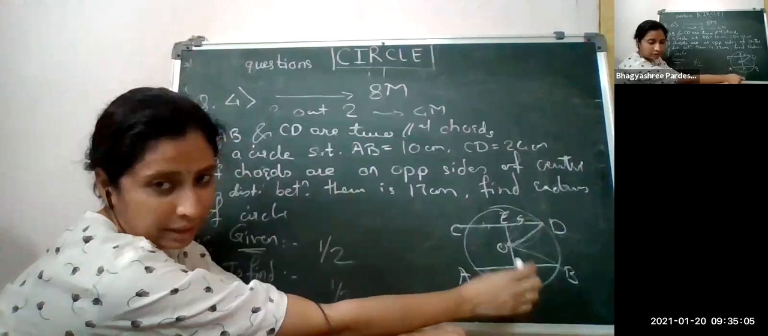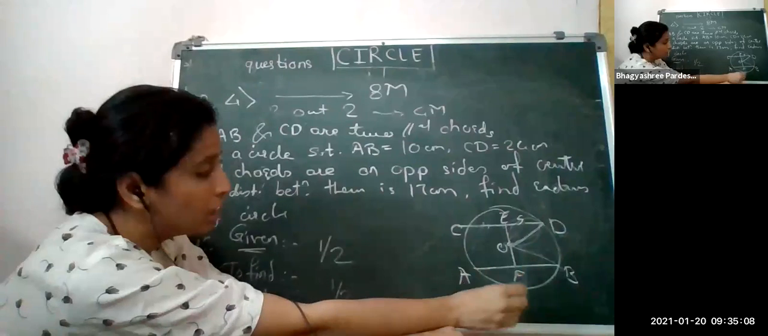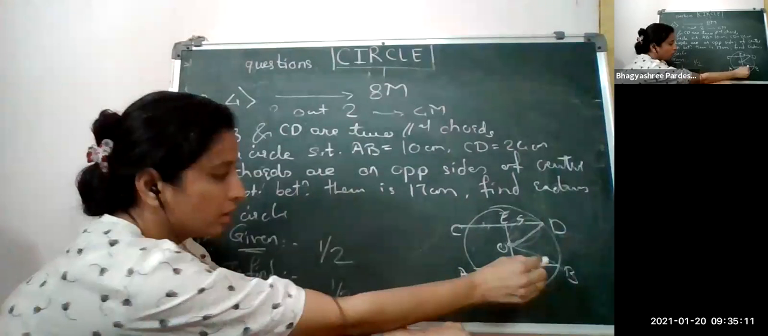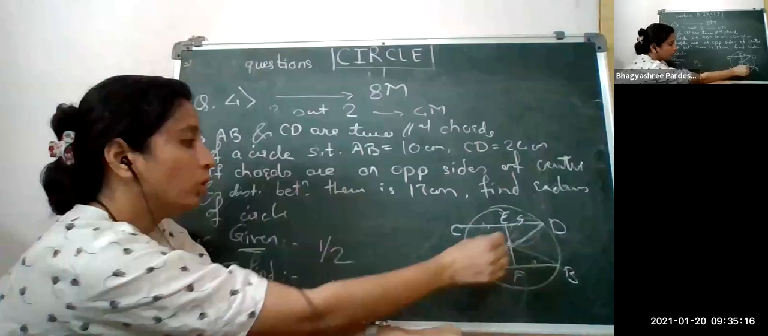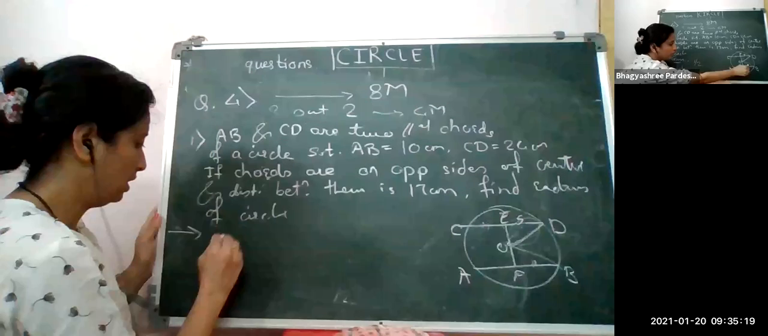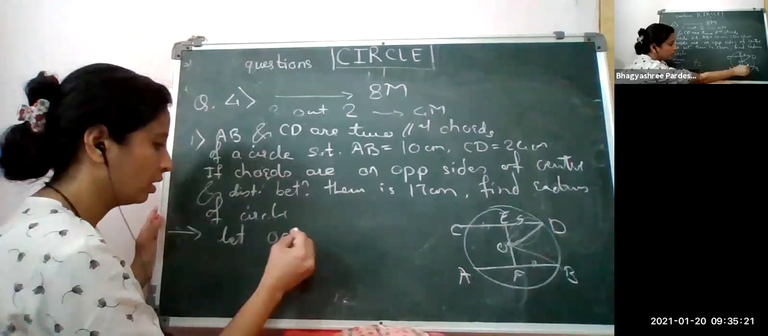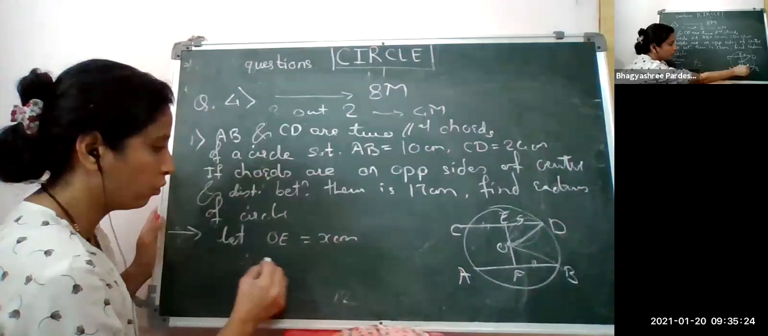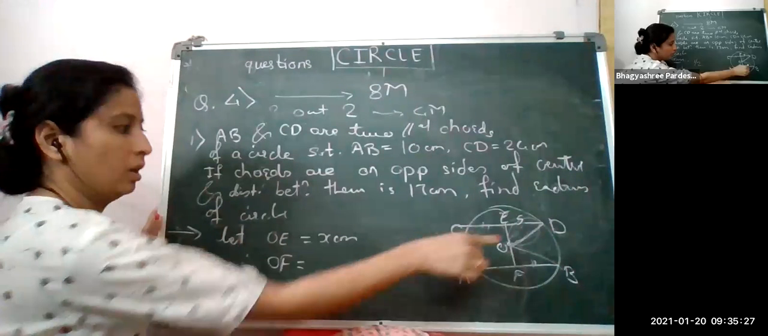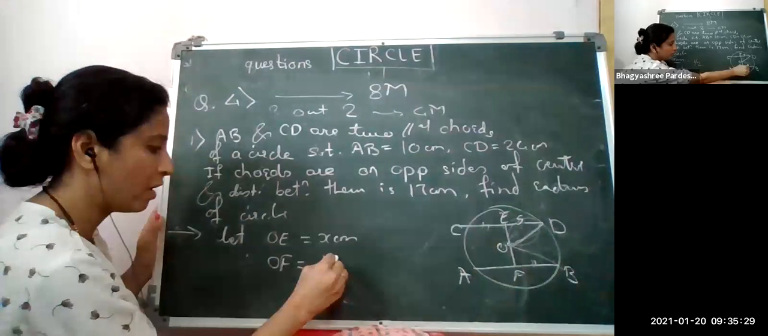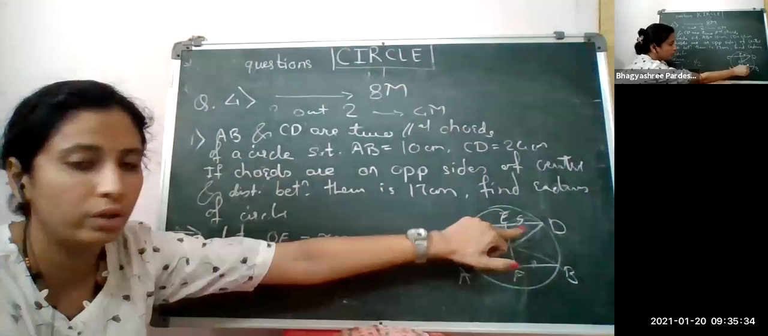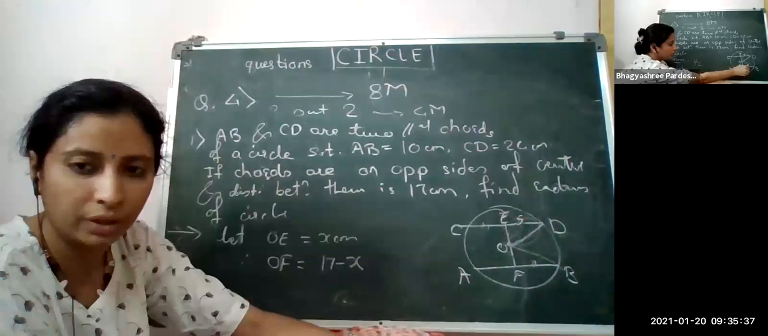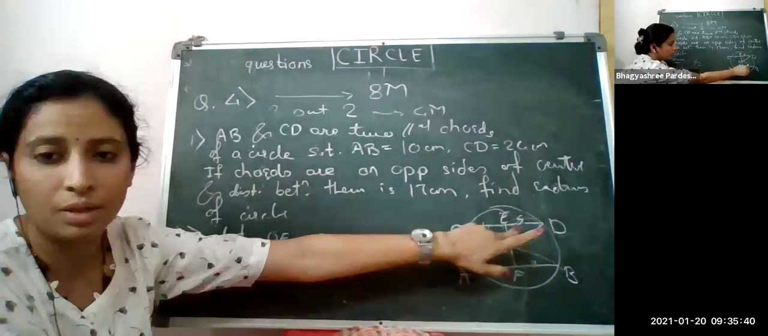Also, I have this measurement. If I have this one, what are we going to do? We are going to assume this one. Suppose I assume that OE is equal to X centimeter. Therefore OF can be, since EF is 17, OF will obviously be 17 minus X. So simply, consider these two triangles. For this one, use the Pythagoras theorem. You will get some equation in X. For this one also, use the Pythagoras theorem.